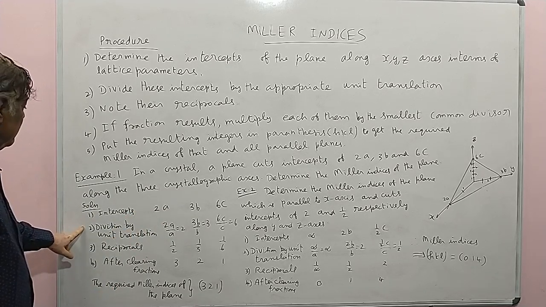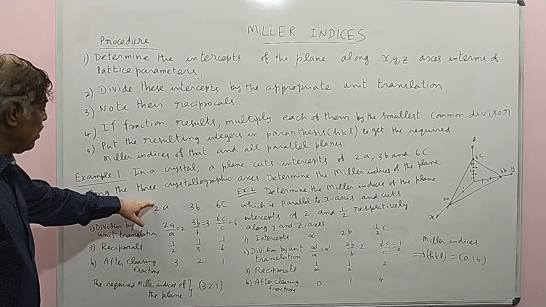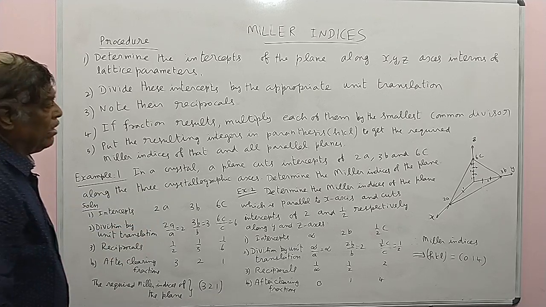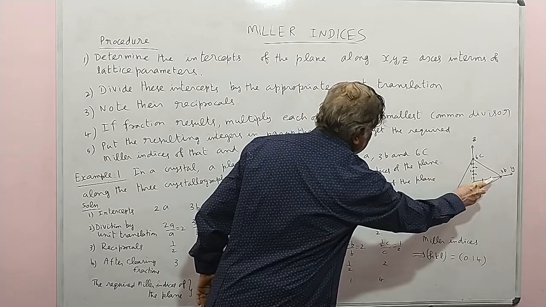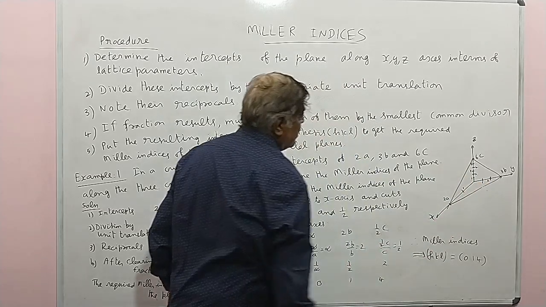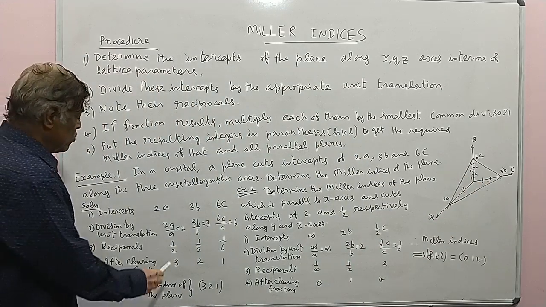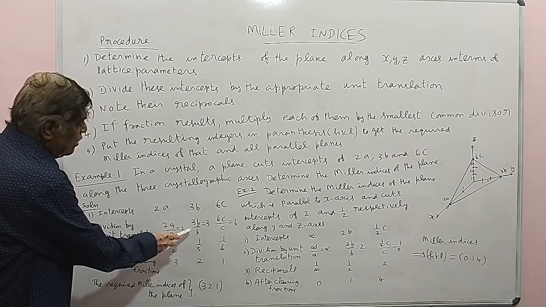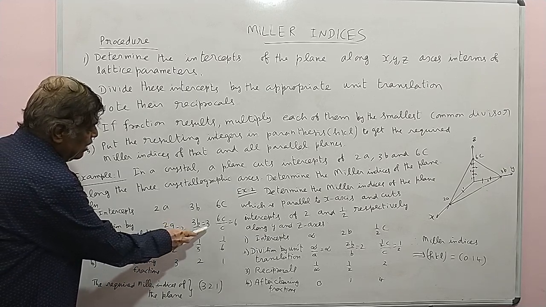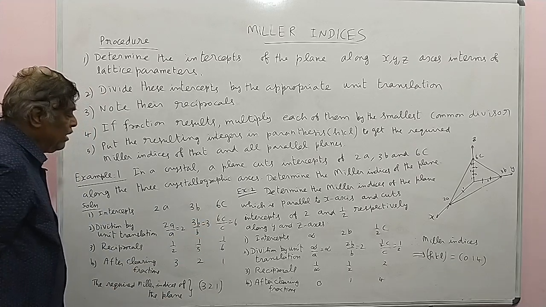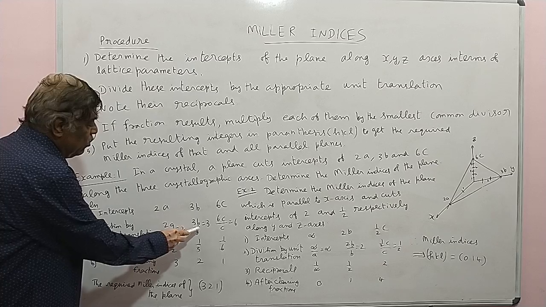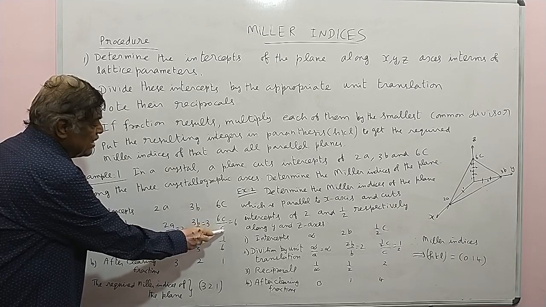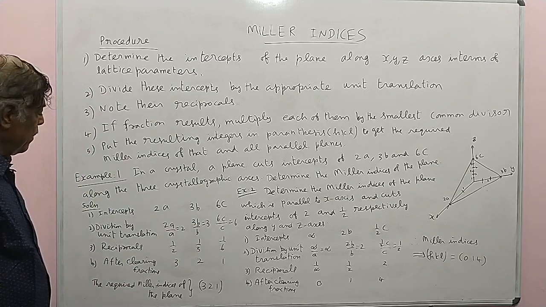Then divide these values by the unit translations. Along the x axis the unit translation is a, along the y axis it is b, and along the z axis it is c. So you have to divide by a here, b here and c here. Finally you will have 2a by a is 2, 3b by b is 3, 6c by c is 6.